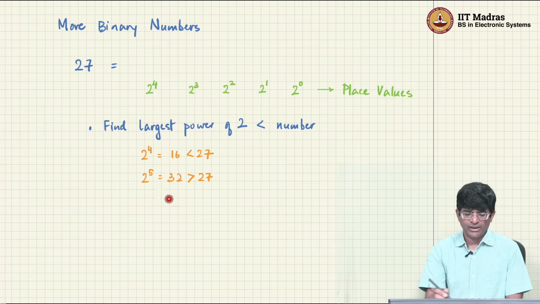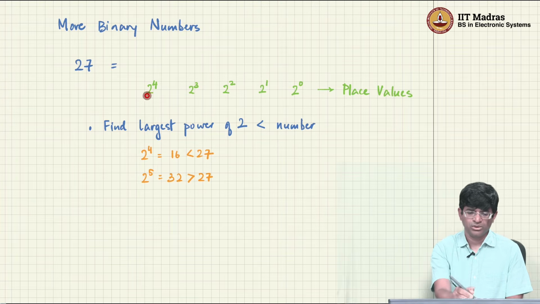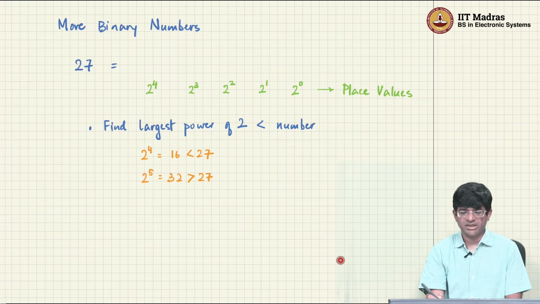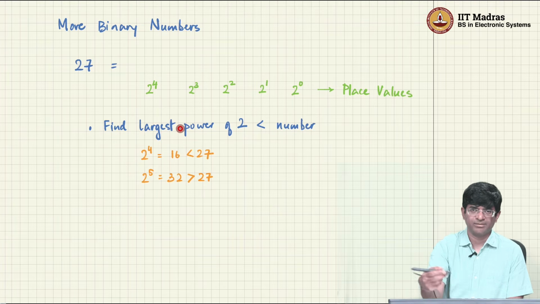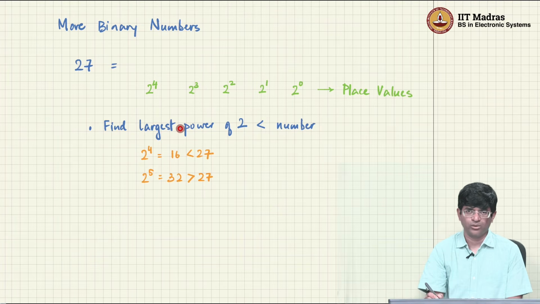So 27 I know is greater than 16 but less than 32, so I only need to go up to 2 power 4. And I can clearly see that the coefficient of 2 power 4, the bit value over here, must be a 1. Otherwise I am not going to get something adding up to the value that I want.